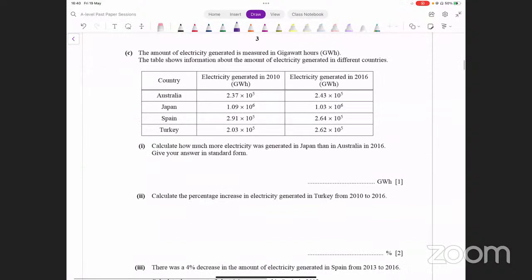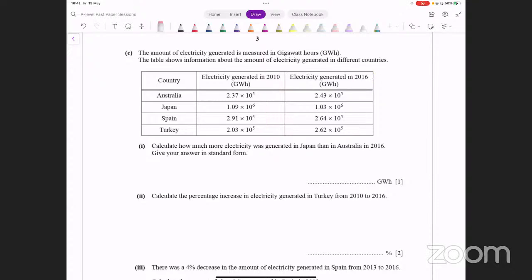Part C, it says the amount of electricity generated is measured in gigawatt hours. The table shows information about the amount of electricity generated in different countries. So we have these 4 countries. Electricity generated in 2010 दी हुई है, वो scientific notation के अंदर दी हुई है. ये भी gigawatt hours unit है, इसका भी gigawatt hours unit है. So we don't have to worry about that. Same units आ रहे हैं. 2010 की आपको electricity generated दी हुई है और 2016 की दी हुई है for these 4 countries.